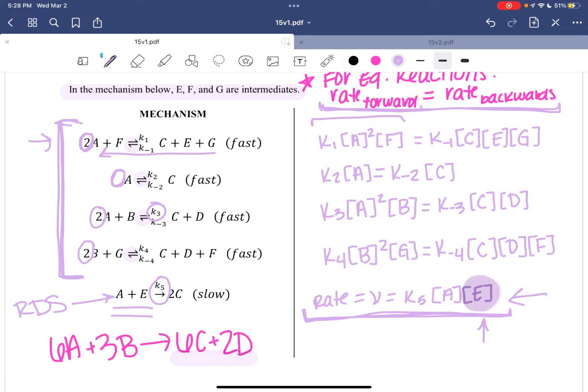Hi everyone, welcome back. We're going to go ahead and get started with the substitutions and algebra associated with this problem. So let's just get right into it.